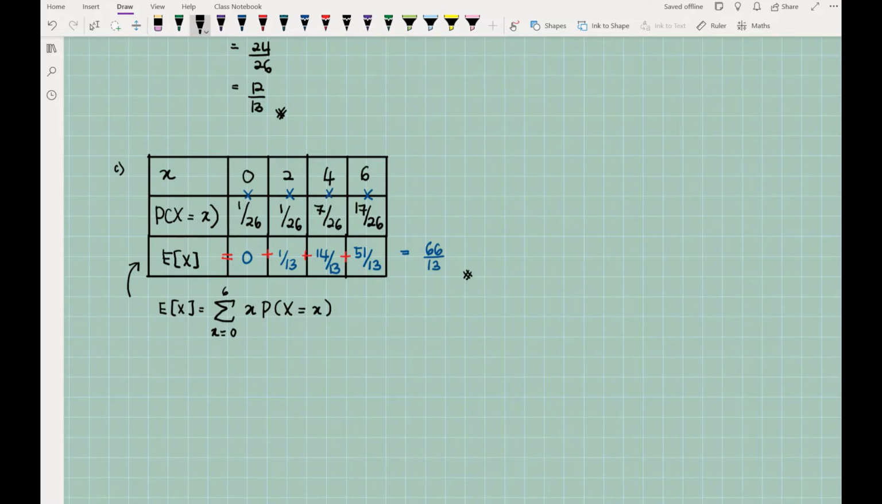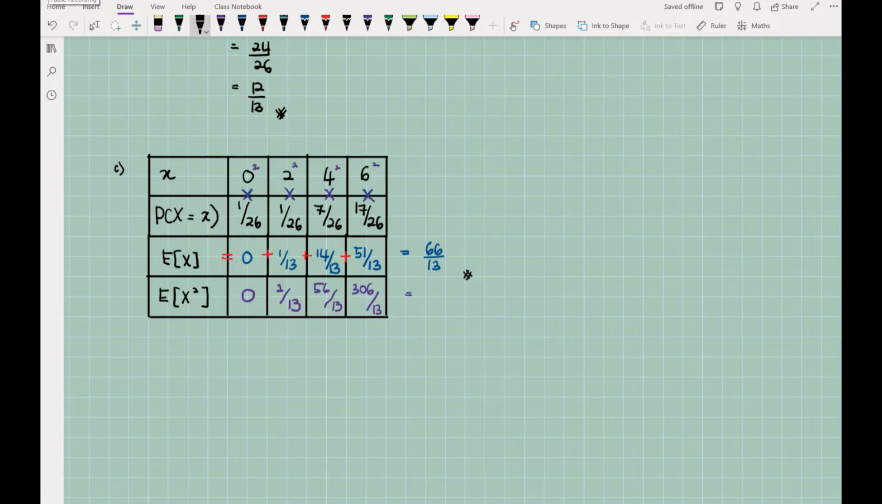Next, what about untuk mencari expected value of x square? Okay, so to calculate that, we can also use another row. Bezanya now what we are going to do is, I'm going to use a different colored pen. Okay, so we are going to put square on the values of x and then multiply with the probability of x is equal to x, and I will get the last row here, yang mana untuk last row, expected value of x square adalah 0 plus 2 over 13 plus 56 over 13 plus 306 over 13, yang mana that will give me the value here should be equal to 28.